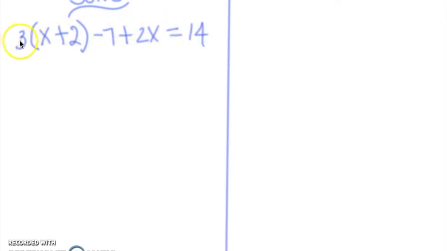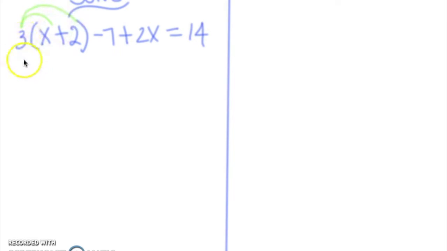Okay, when we use the distributive property, our goal is to use what's outside of the parenthesis. It gets multiplied to everything that's inside your parenthesis. So here's my 3. It's going to get multiplied to my x and my 2.